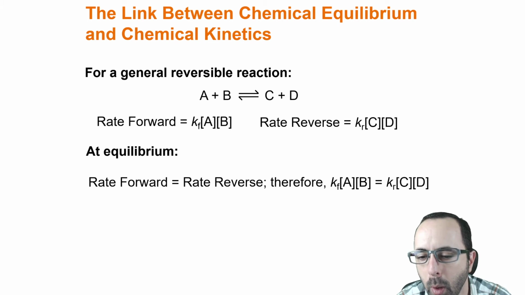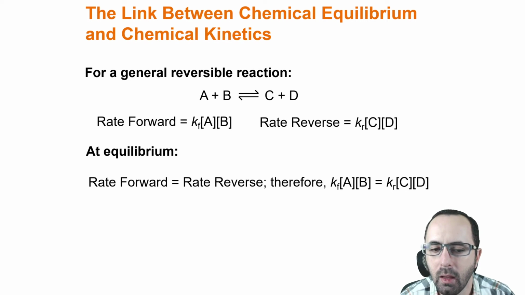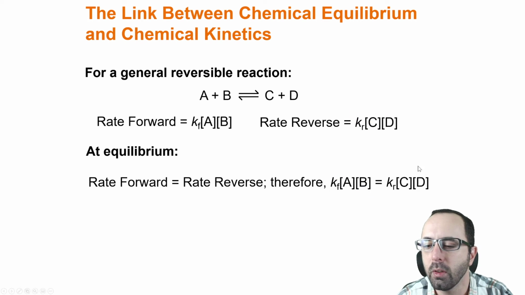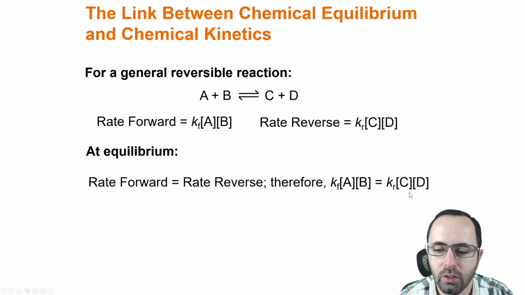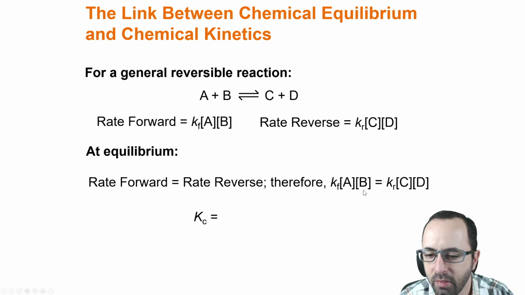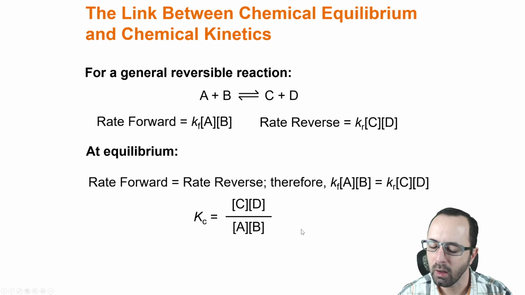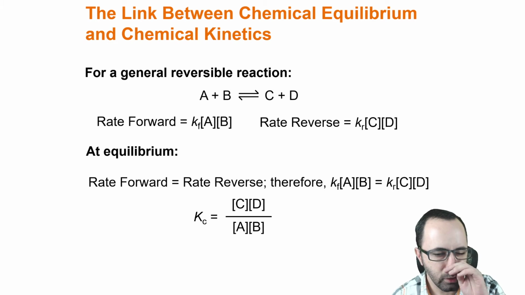That's the other way that we define equilibrium. If we put our pseudo rate law for the forward reaction equal to the pseudo rate law for the reverse reaction, then we can divide both sides by the kf side, and we get some ratio of rate constants equal to the concentration of the products over the concentration of the reactants.